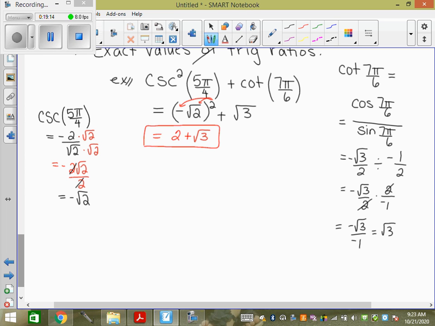People will ask about radians or degrees. Are you pressing the sine, cos, or tan button? Nope. So it doesn't matter what mode you're in for this step. So 2 plus root 3, what do you get approximately? 3.73. So it's approximately what we're at.